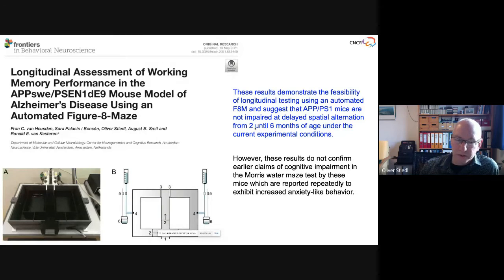And we could not find it, because lo and behold, the APPS1 mice are also known to be very anxious. And the water maze is the least suited test if you have a high anxiety-like phenotype to test mice. And I think in general, it should be banned as a spatial learning test for mice anyway, because of its negative impact on many functions.